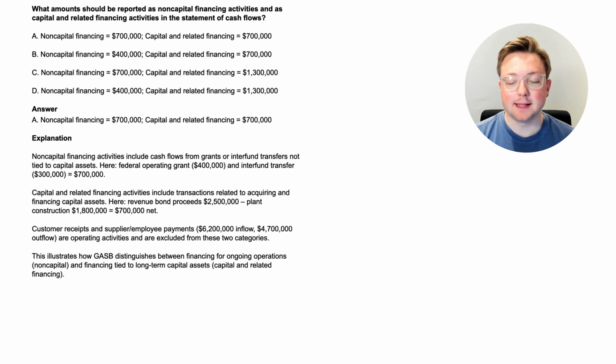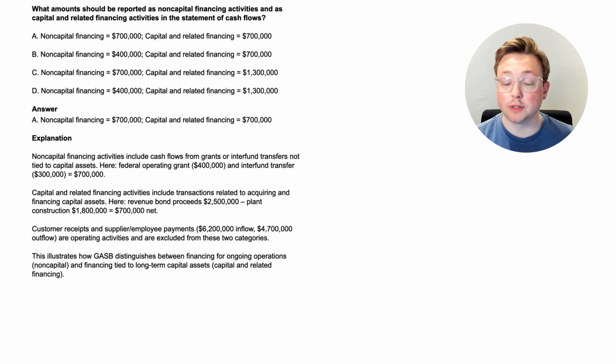All right, here we are at the answer. A, non-capital financing, $700,000. Capital and related financing, also $700,000. Okay, so let's go to the explanation. Non-capital financing activities include cash flows from grants or interfund transfers not tied to capital assets. So we learned a little bit more there. Here, the federal operating grant, which was $400,000, and the interfund transfer, which was $300,000, is $700,000 total, and that's the non-capital financing activities. The capital and related financing activities include transactions related to acquiring and financing capital assets.